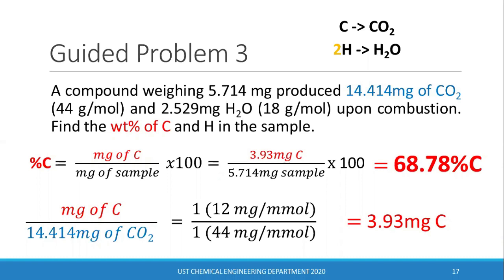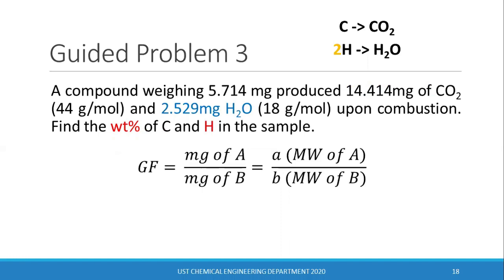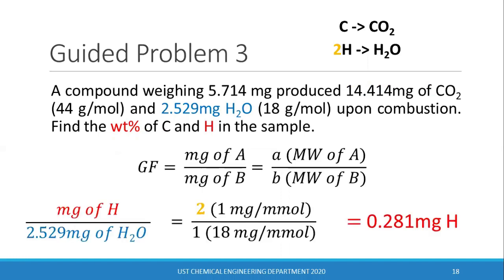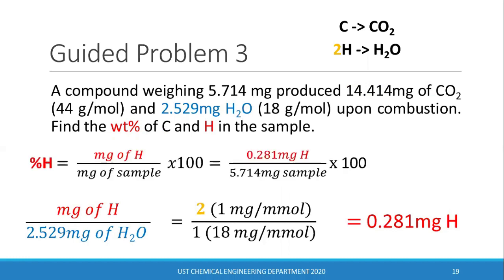The same steps will be done for percent hydrogen. Recall the gravimetric factor formula. Substituting the givens will result to 0.281 milligrams hydrogen. Again, recalling the formula for percent hydrogen and substituting the calculated mass of hydrogen and the given mass of the sample, we will get 4.92% hydrogen. Now, we have finished solving guided problem 3.